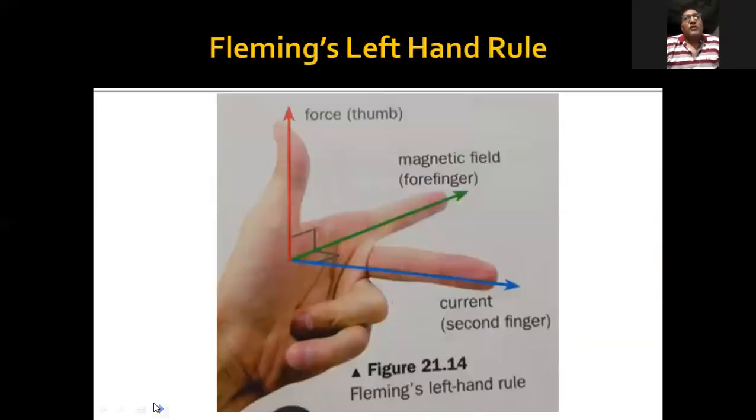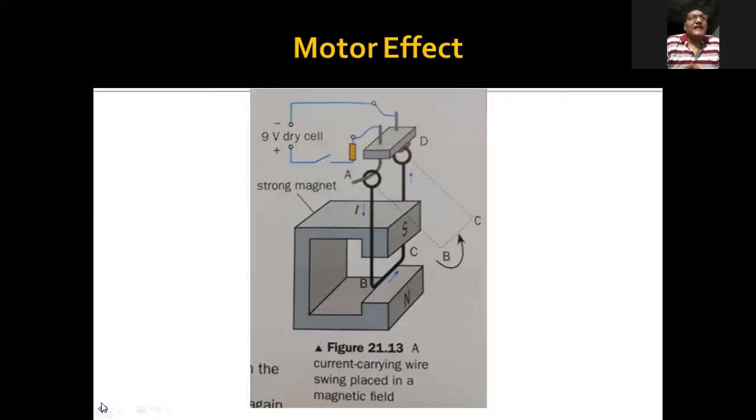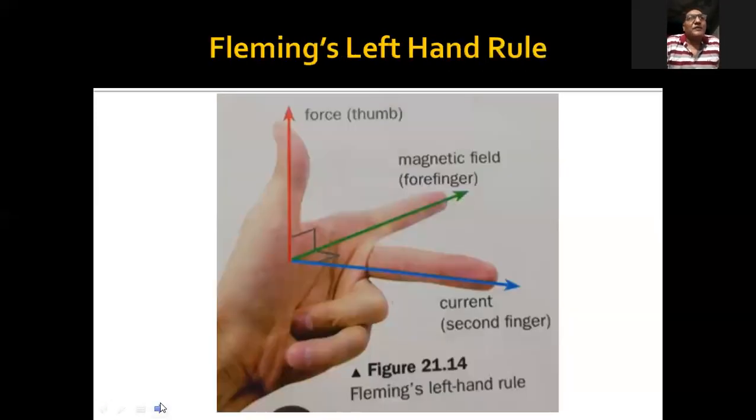Okay, so in my previous slide, I told you that the BC is experiencing a force in the right direction. Why not in the left direction? How come I know that the direction of the force is towards right? How come I will know that the direction of the force is to the left? In this case, it's towards the right. But how come I know? So for that purpose, we have Fleming's left-hand rule.